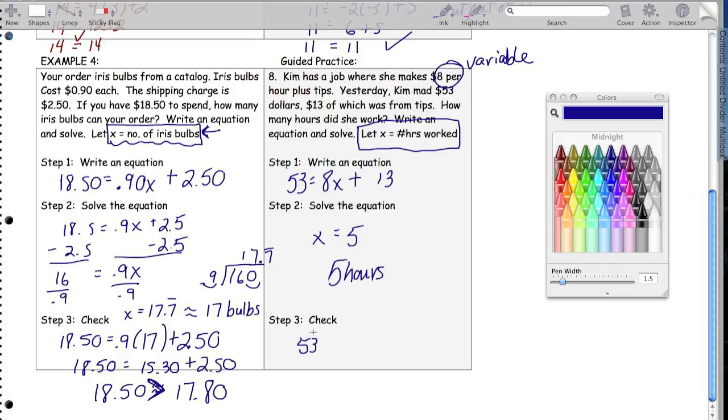And then we want to check it. Does 53 equal 8 times 5 plus 13? 8 times 5 is 40 plus 13, 53. We have a winner. Okay?